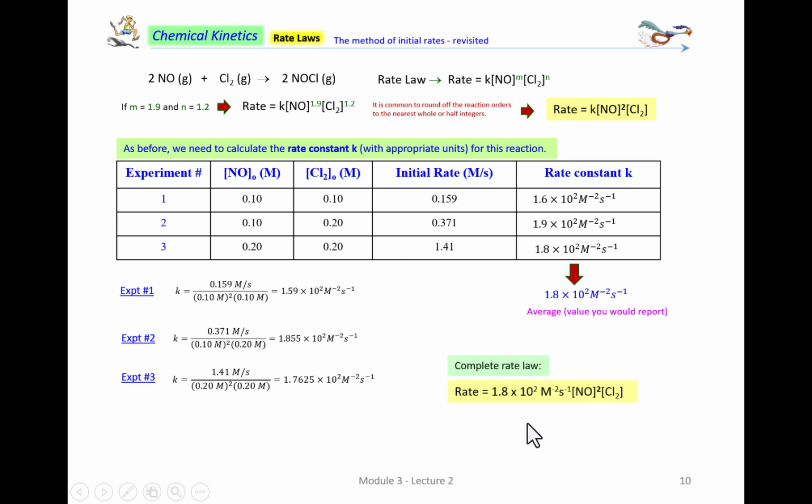So the complete rate law, as we found out before, was rate equals 1.8 times 10 squared, M to the minus 2, s to the minus 1, times NO squared times chlorine to the first power. So the reaction is overall third order. It's second order in NO, first order in chlorine.